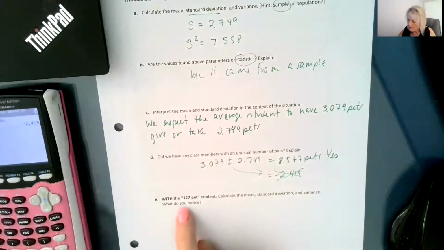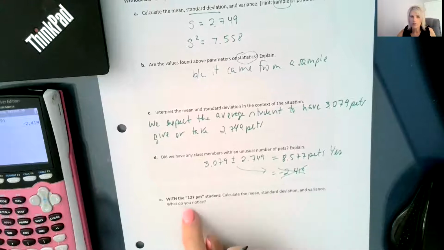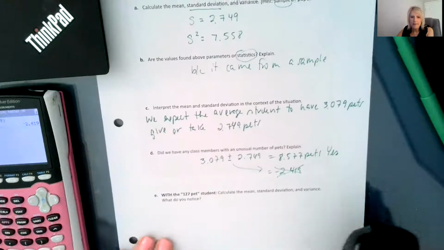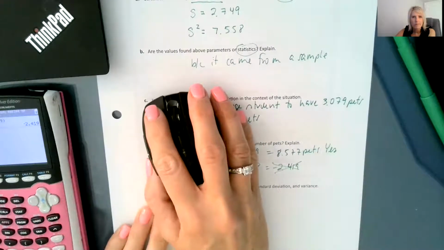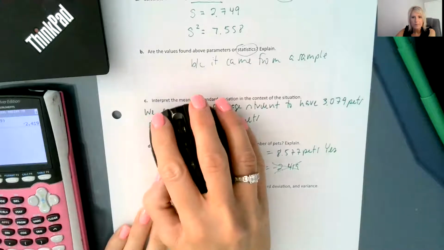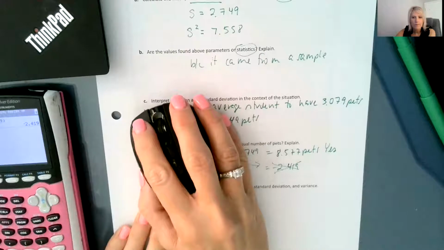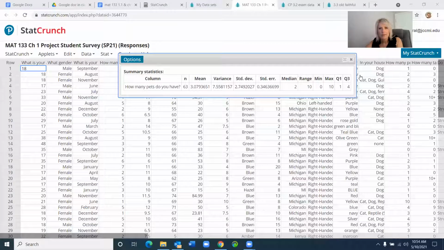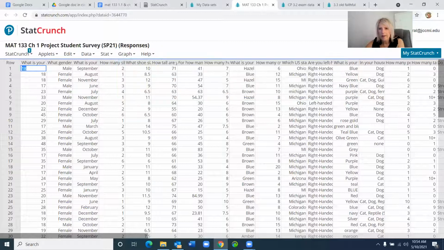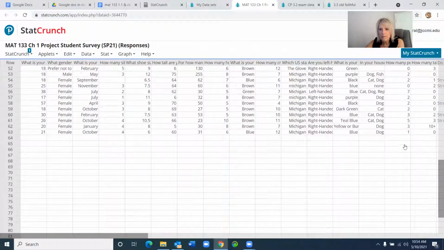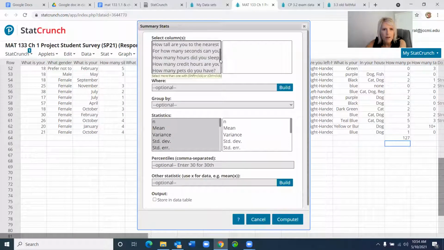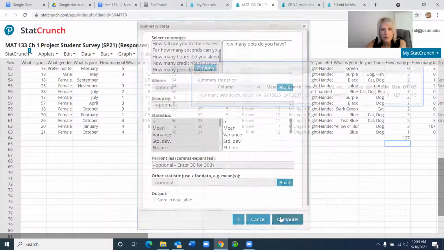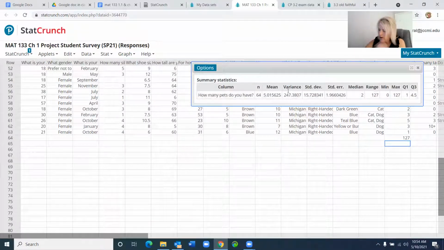Now it says, with the 127 pet student, calculate the mean, standard deviation, and variance. And what do you notice? So let's add that student back in here. And we said we are going to go back in and give somebody 127 pets. And we're going to go to stat and summary stats by column. How many pets do you have? Compute. And the mean went up, right?